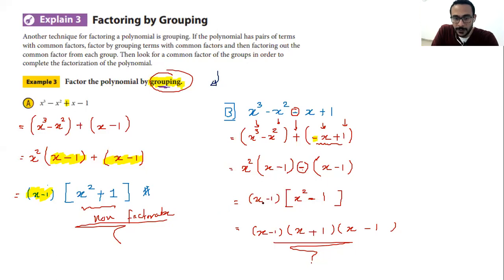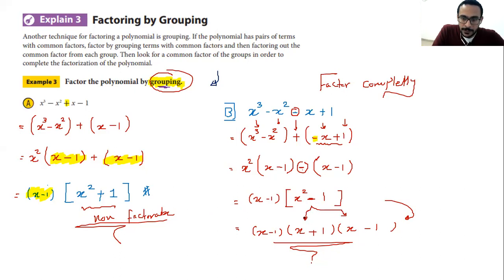So what's the difference between the two questions, guys? x squared minus 1, you must complete. You have to factor completely. x minus 1 squared, right? x minus 1, x plus 1. x squared minus 1 you can factorize as the difference of 2 squares, x plus 1, x minus 1. But x squared plus 1 is non-factorable. See the last answer: x minus 1 times x plus 1 times x minus 1.